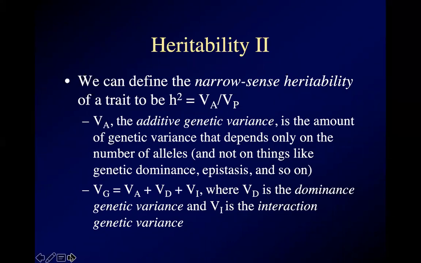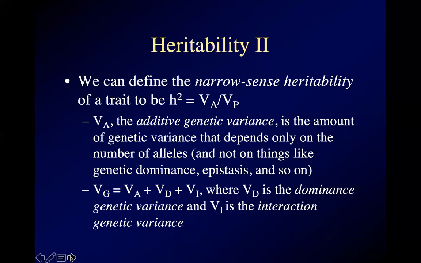So if we looked at variance in the degree of tabby striping in cats, some of that would be due to the number of alleles for the different tabby patterns that a cat has. Some of that would be due to genetic dominance, because some tabby patterns are dominant to others. And some of that would be due to genetic interaction, because cats don't show tabby color unless they've got the right alleles at a different locus called the agouti locus.